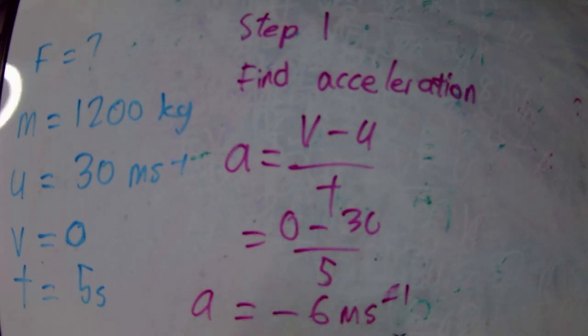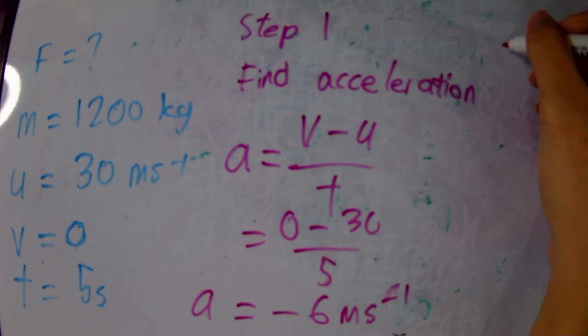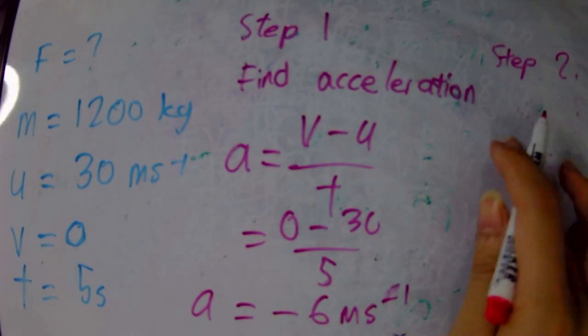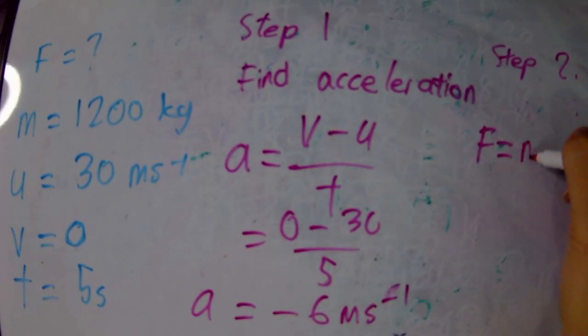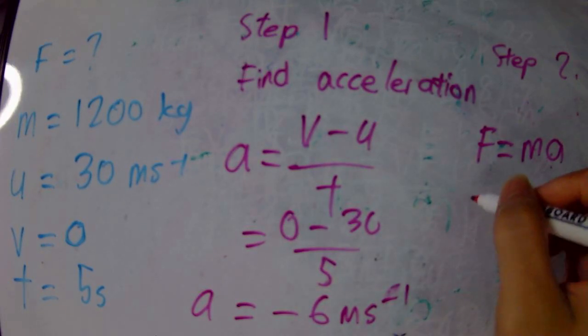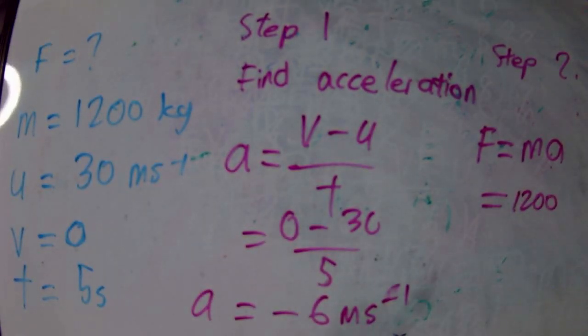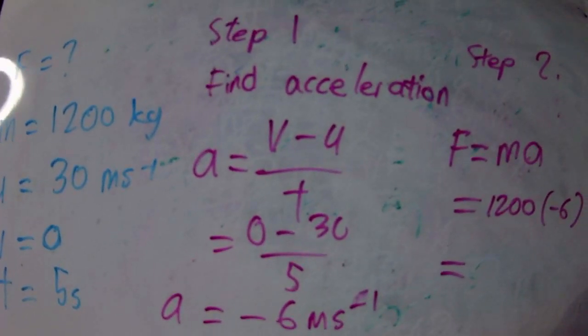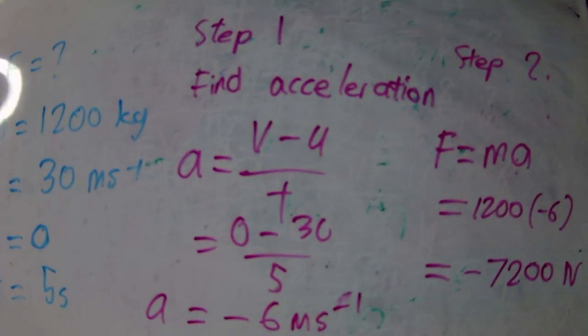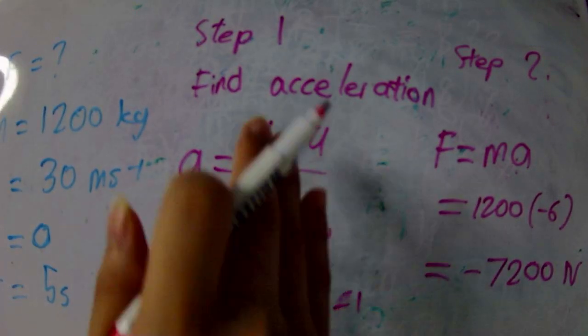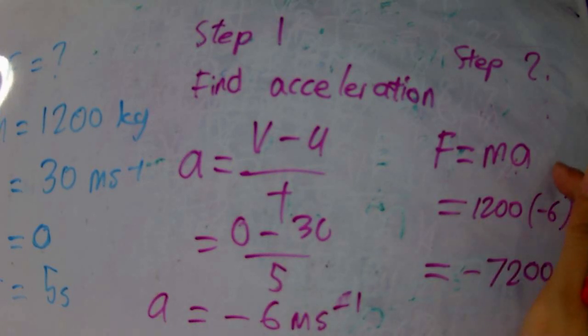Now, once we know the acceleration, we can go to step 2. In step 2, we will use F equals ma. Force equals mass times acceleration. We know the mass, which we wrote down just now, is 1,200. Acceleration is negative 6. And so our final answer we end up getting is negative 7,200. So this is a longer way. I'm doing it step by step: I find acceleration first, and then I put it in this formula.